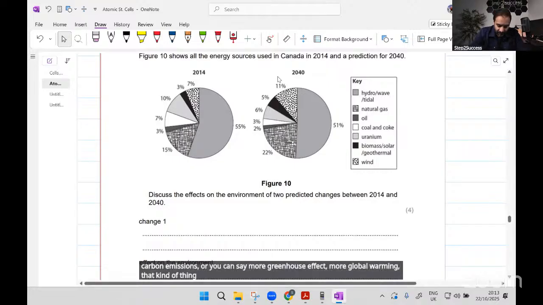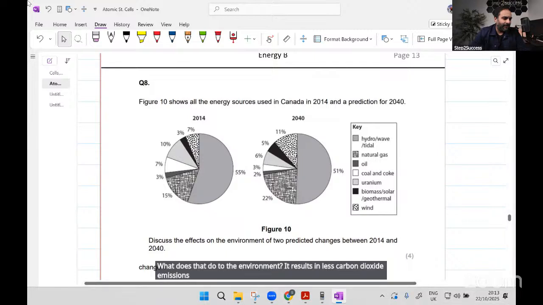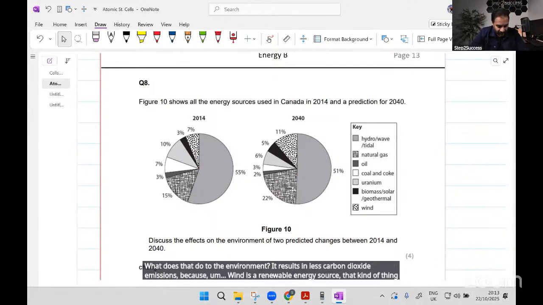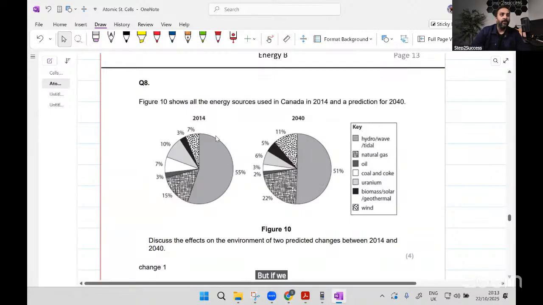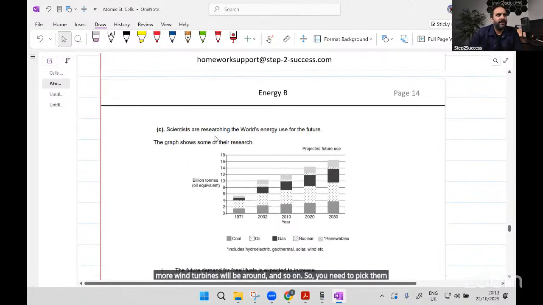You could then pick on wind energy, which has gone from 7% to 11%. That has the opposite effect. So you can say wind energy is increased. What does that do to the environment? It results in less carbon dioxide emissions because wind is a renewable energy source, that kind of thing. Or you could say that if we increase wind energy, it would look bad because more wind turbines will be around and so on. So you need to pick them and then say the effect on the environment for those.